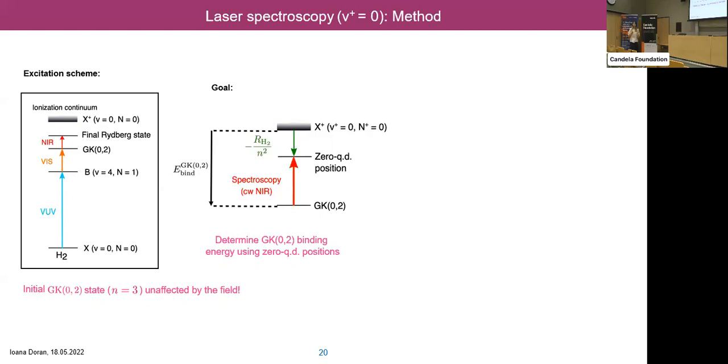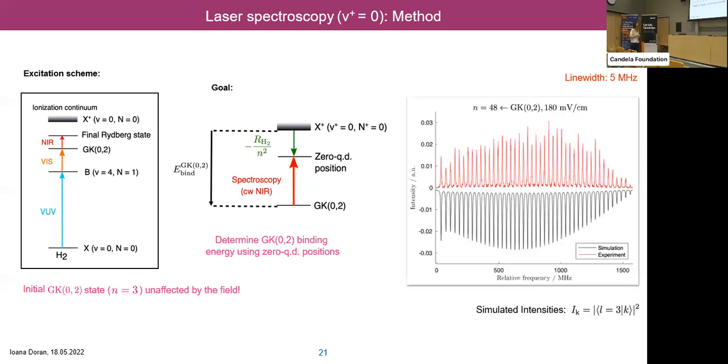And here, this GK state, we can approximate as having a principal quantum number around 3. So this means that its shift with the field will essentially be negligible. And so this removes the complication that we just saw in the millimeter waves, that we need to account for the shift of the initial state, and we might not know it accurately. So the goal would be then to determine the GK02 binding energy using 0 quantum defect positions. So this Balmer formula instead of the MQDT.